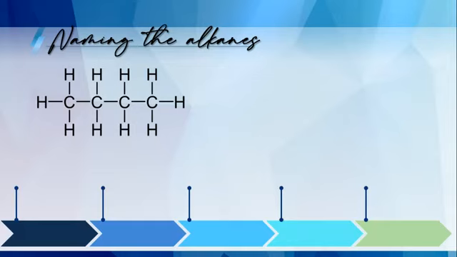Okay, if you can see from the screen, there are a few steps that you can follow before you can actually name the alkene. Okay, step number 1. If you are given the structural formula for the alkene, or if you are given the chemical formula for alkene, you need to translate that formula into structural formula.